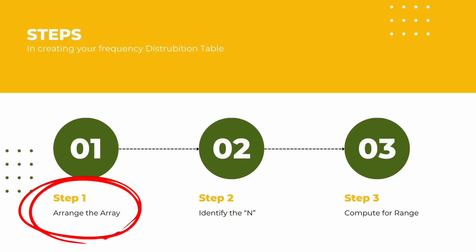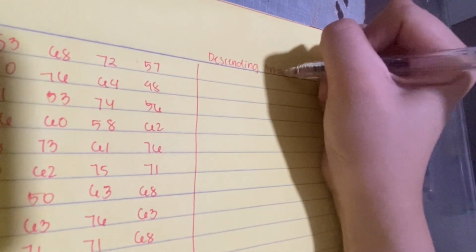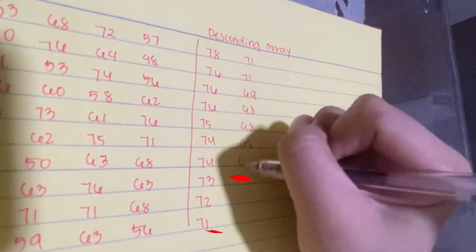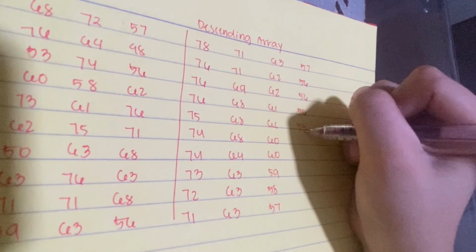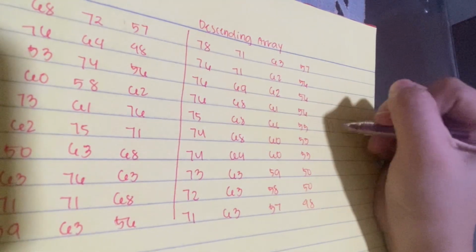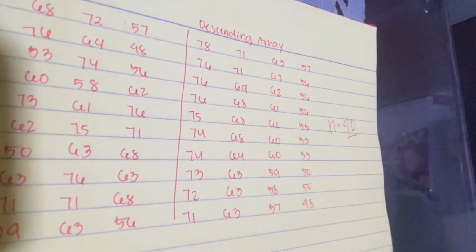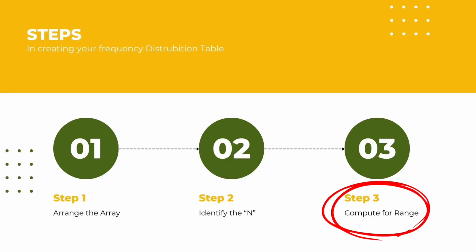The first thing that you have to do is to arrange the array. You have to put the highest value to the lowest to make it easier to analyze. After arranging the array, the next step is to count the total number of data points, and we'll refer to it as the n.